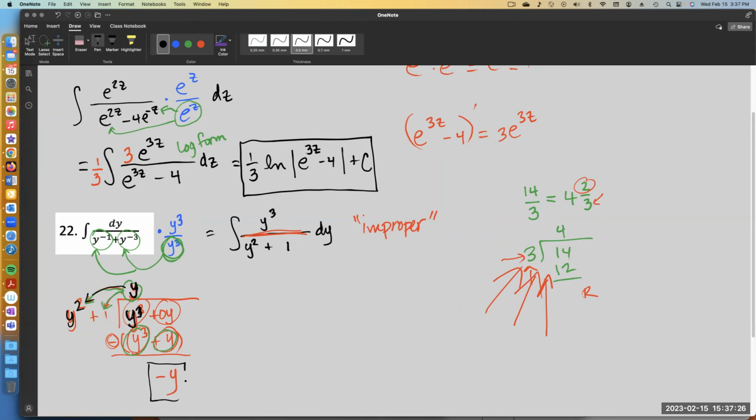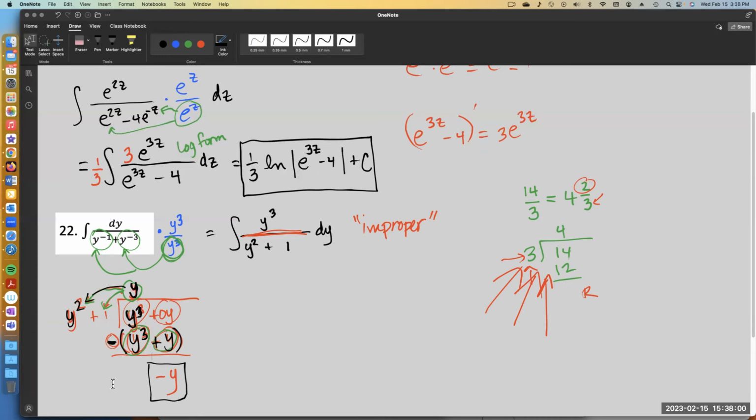So how does it end up getting negative y over there? So we subtract. This is the minus, and we have this quantity y cubed plus y, and we're subtracting it. So it's y cubed minus y cubed, which is 0y cubed. And up here we have a placeholder of 0y. So 0 minus 1 is negative 1y.